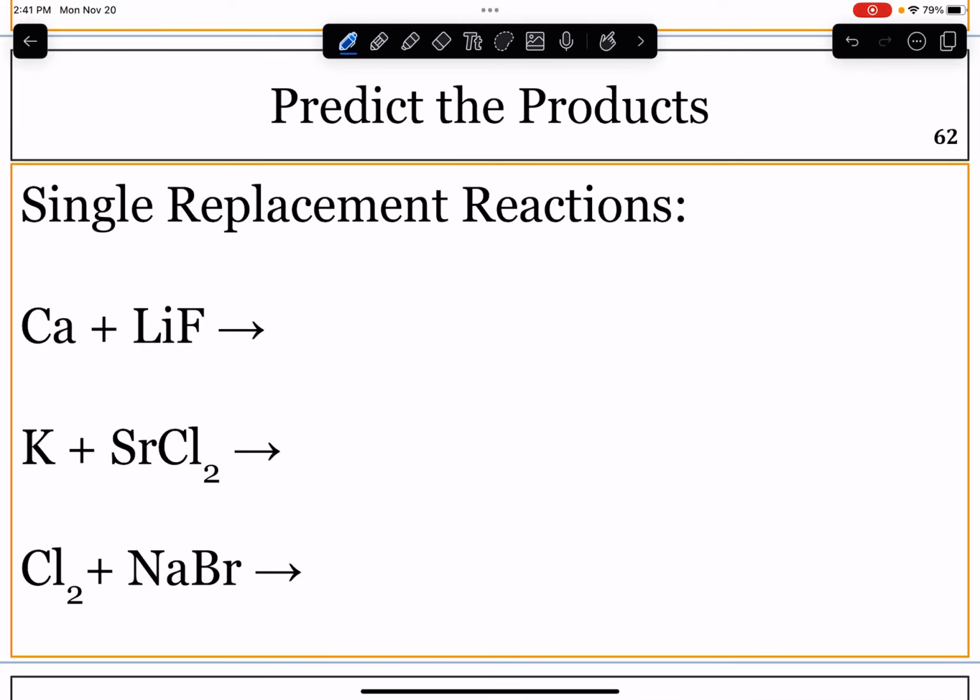In this video, we will learn about 4.4, which is predicting the products of a few different chemical reactions. Let's start with single replacement reactions. If you remember from when we learned how to classify the different chemical reactions, single replacement reactions have one single element and a chemical compound, and then on the product side, we have a different element that is single and by itself and a different chemical compound. So we're going to learn how to predict what the products are given the reactants for a single replacement reaction.